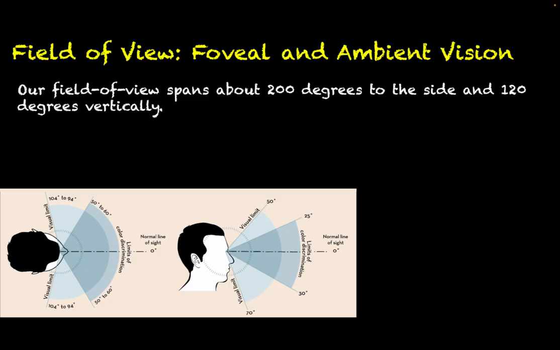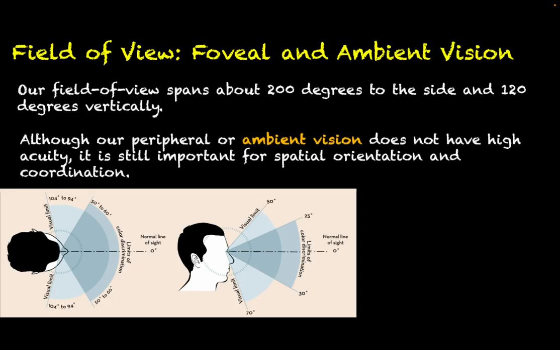Okay, let's talk about field of view. So the difference between foveal and ambient vision. Our field of view spans about 200 degrees to the side, as you can see from this diagram. So the very limit looks like it's about 208 degrees, 104 here and 104 here. So we'll call it about 200 degrees. And then vertically, it's about 120 degrees, 70 degrees down and 50 degrees up. So clearly, we can see a lot of what is around us, but we can't see everything.